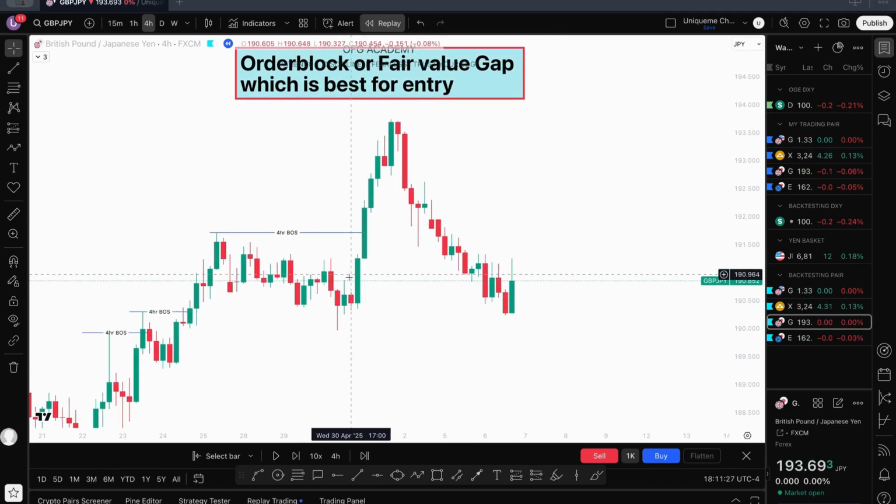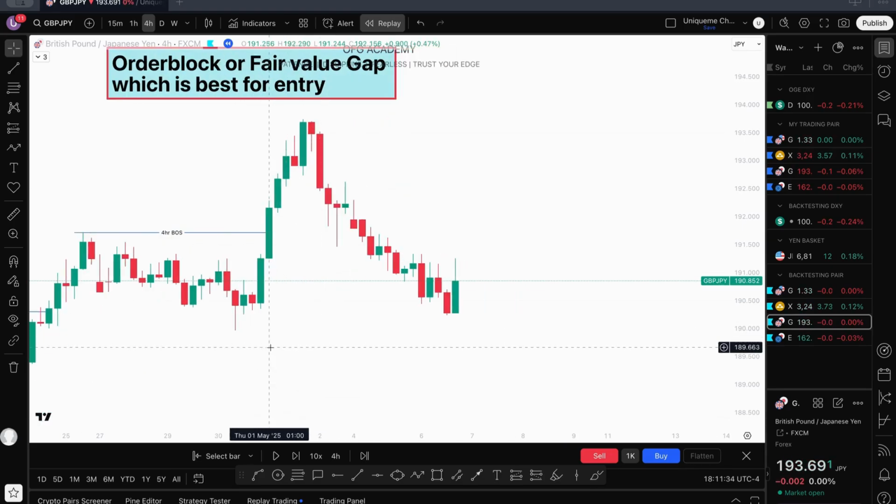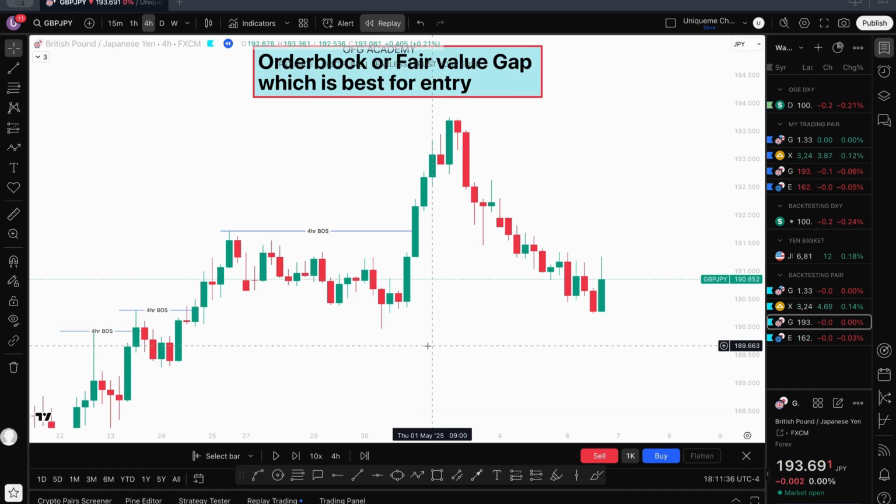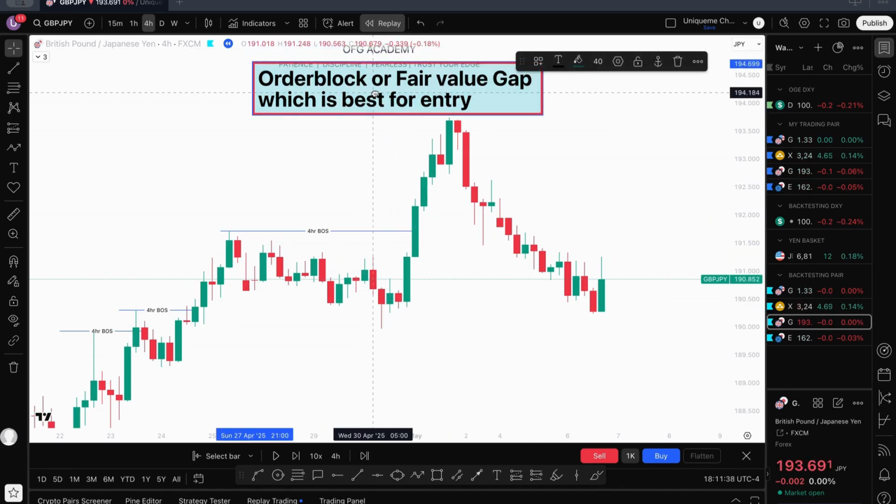And what next? I have a fair value gap here. Now I have marked my structure. My structure has signaled to me that it's actually a bullish move, right? Now the next question is institutional reference point. That is the next question.